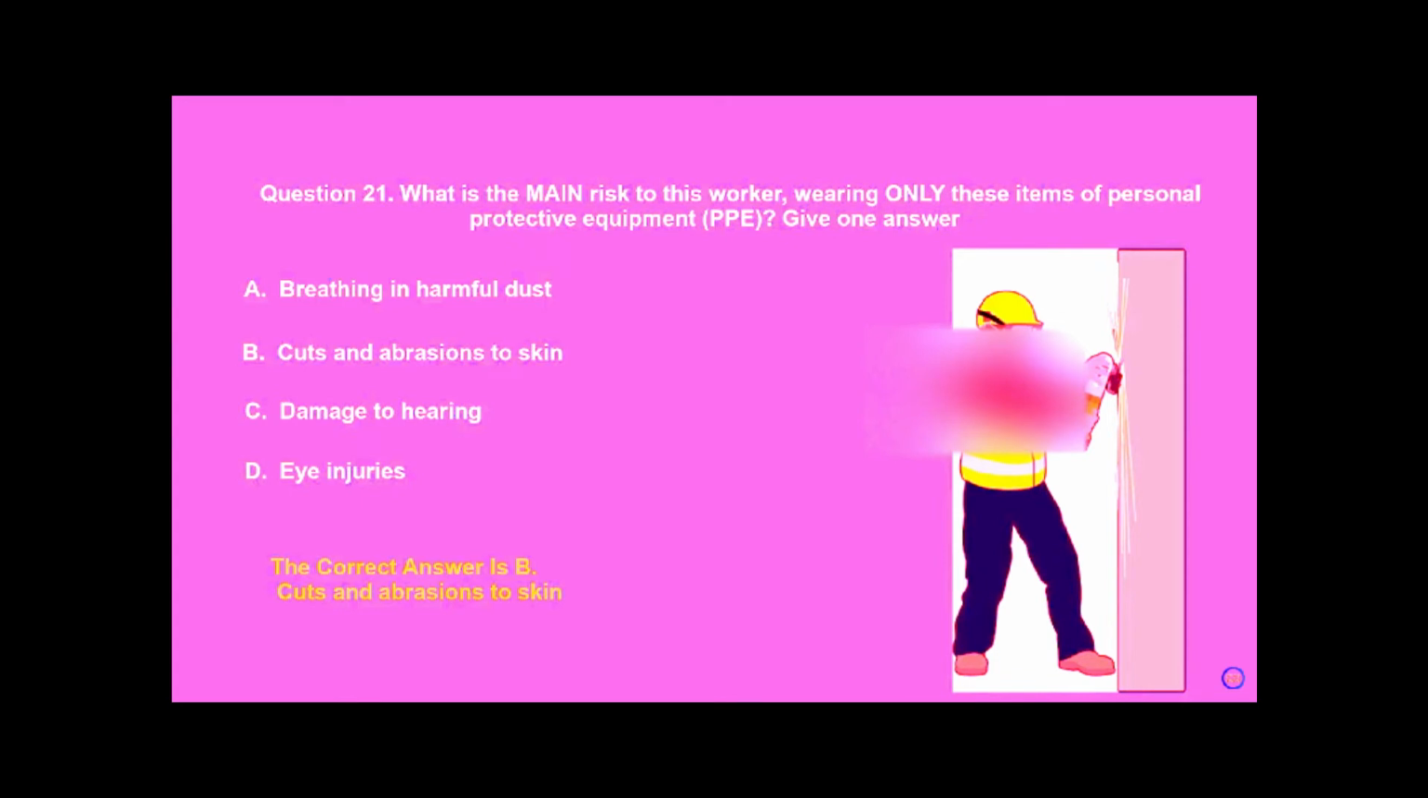Question 21. What is the main risk to this worker, wearing only these items of personal protective equipment, PPE? Give one answer. A. Breathing in harmful dust. B. Cuts and abrasions to skin. C. Damage to hearing. D. Eye injuries. The correct answer is B. Cuts and abrasions to skin.